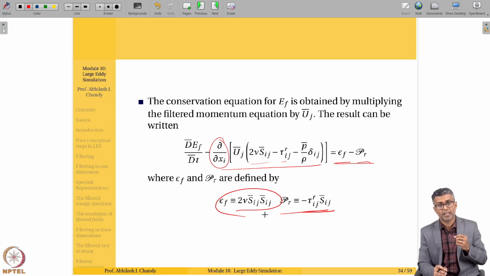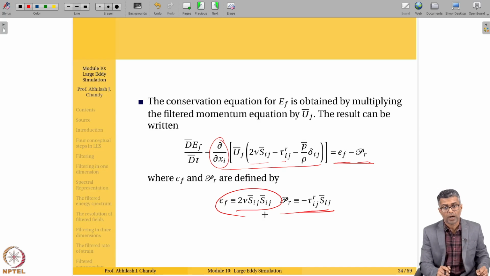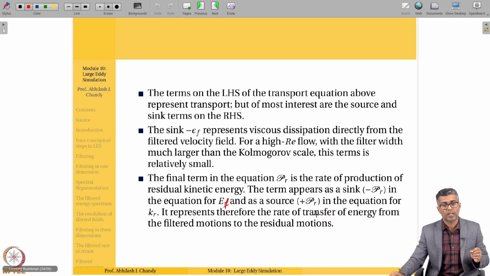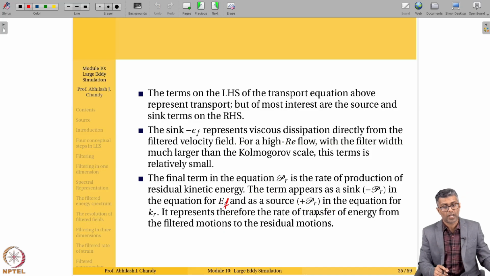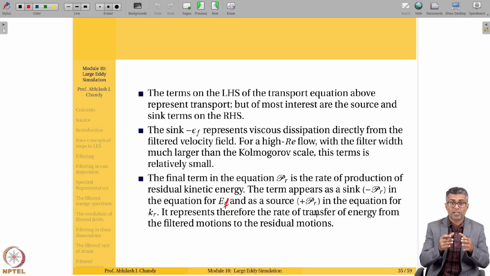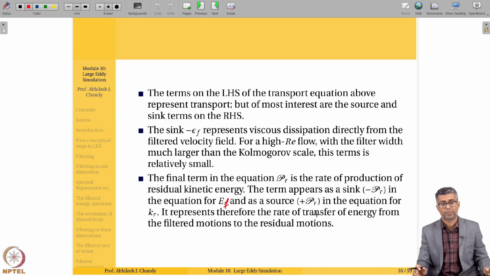Then there is the matter of PR, which is minus tau ij superscript r Sij bar. This one can be a sink term in the equation for EF and will be a source term in the equation for Kr. So what is it? It is the rate at which energy is being transferred from the large scales to the small scales. It is essentially a transfer term.